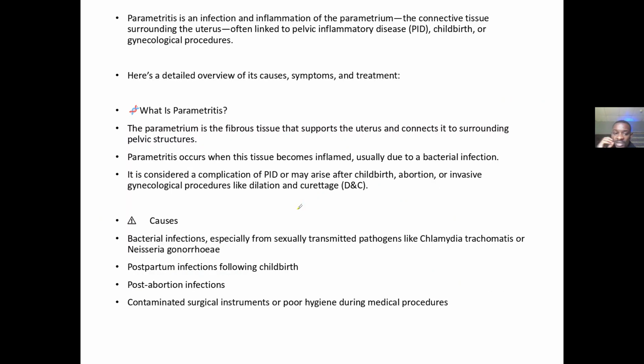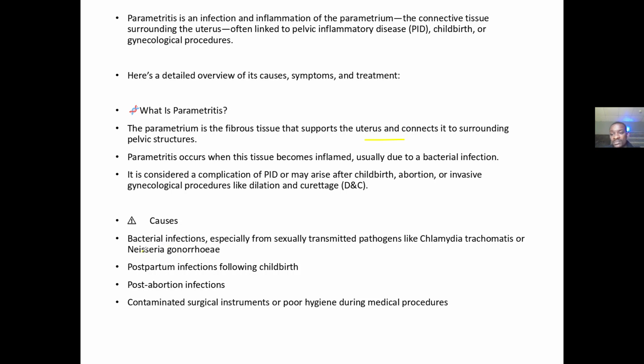So what is parametritis? Parametrium is the fibrous tissue that supports the uterus and connects it to the surrounding pelvic structure. So when it becomes inflamed, that's why we say parametritis. I've actually spoken about the various causes. So causes again, we're talking about the activities that can cause it.